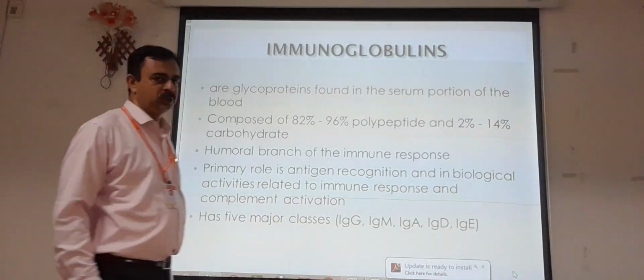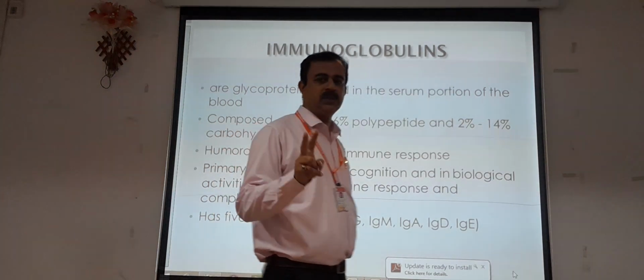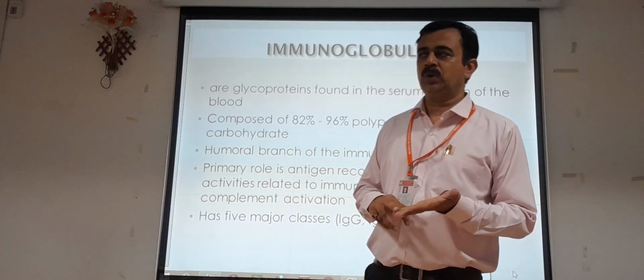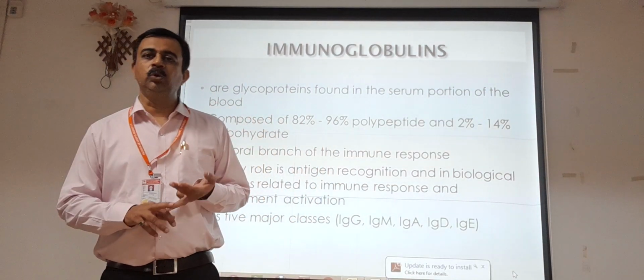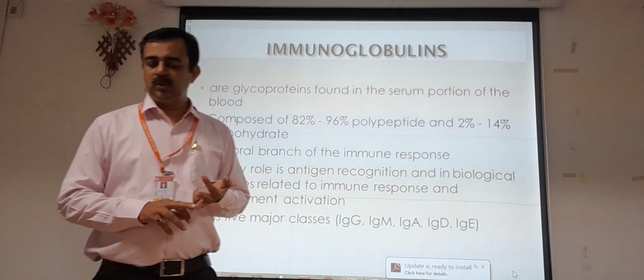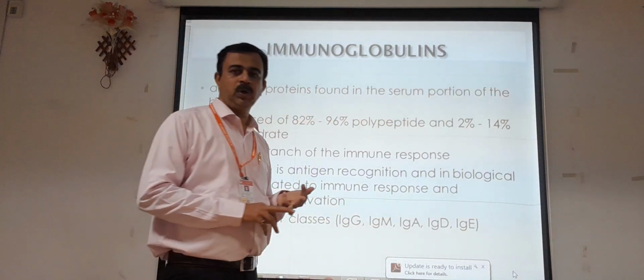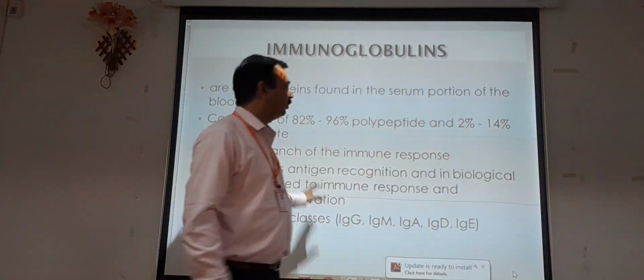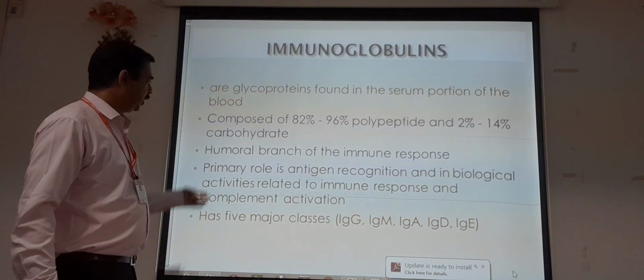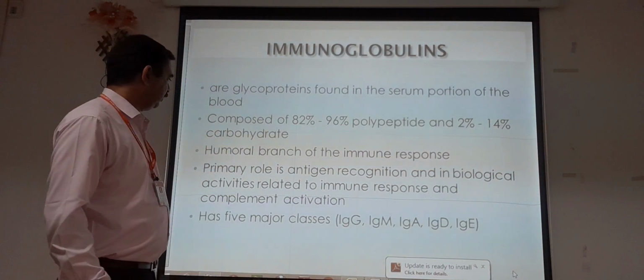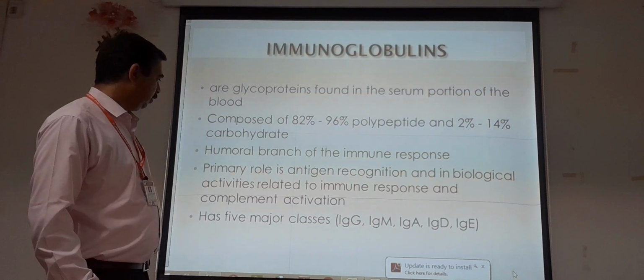Humoral branch of immunological response. See, there are two basic branches of immunological response. One is called the cell-mediated immune response, the other is called humoral mediated. Whenever you hear the word humoral immune response, it will be associated with immunoglobulins or antibodies. Very good. They play a role in antigen recognition and biological activities related to immune response and complement activation.